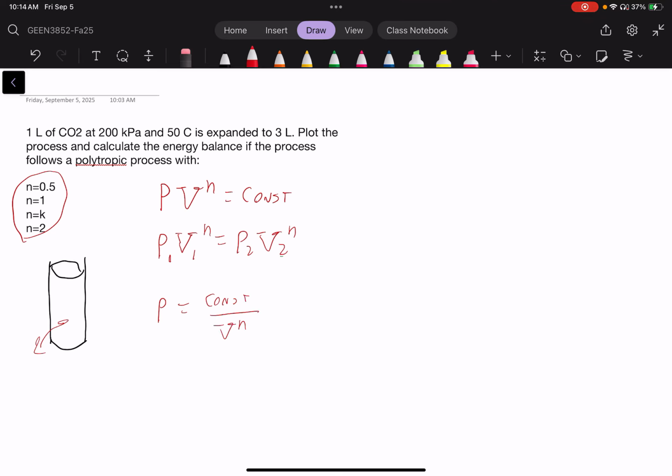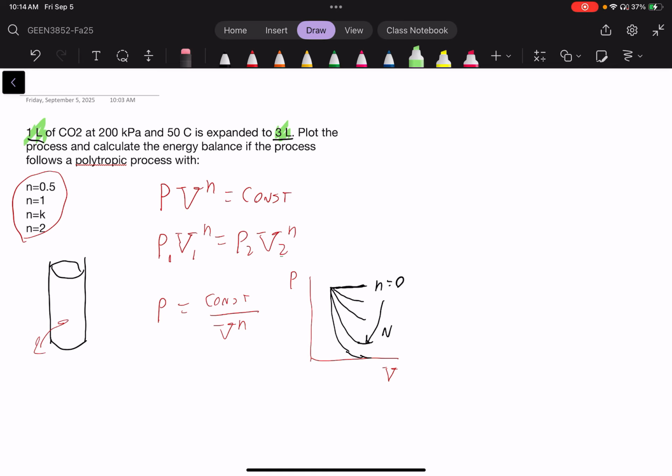So we can get a sense for what this might look like on a PV diagram for these different values of N. If N is 0, then the denominator will just be 1, and pressure will be constant. So this would be N equals 0. As N increases, we get a curved line that gets steeper and steeper, so this would be increasing N. And in the problem, we're always going from 1 liter to 3 liters.